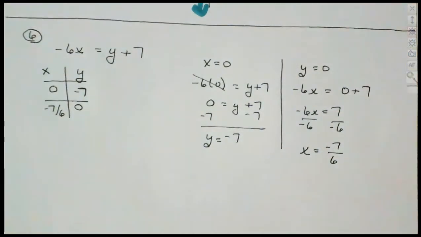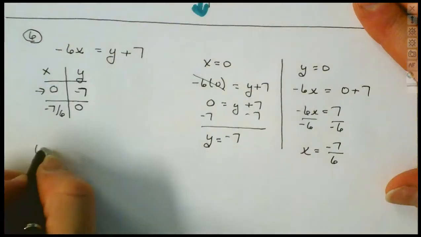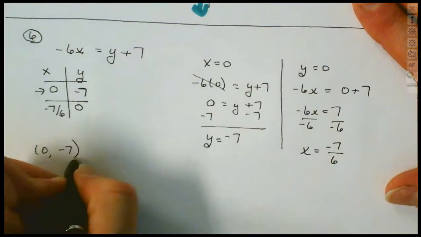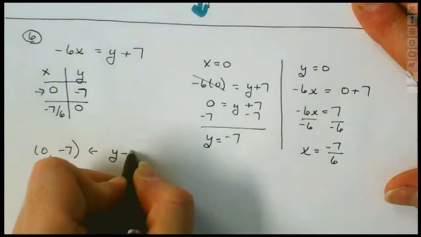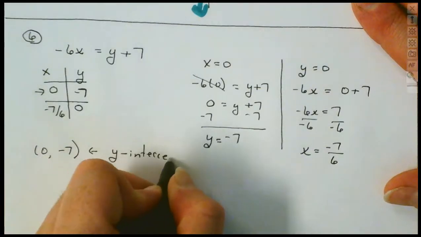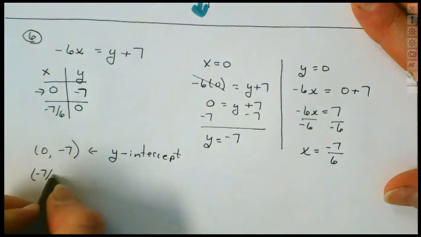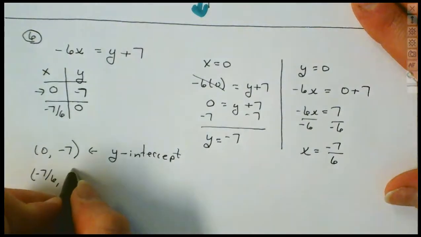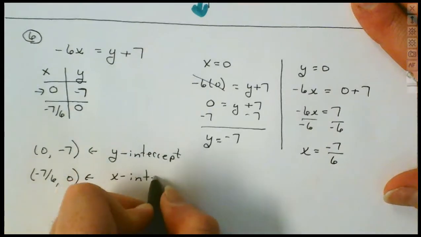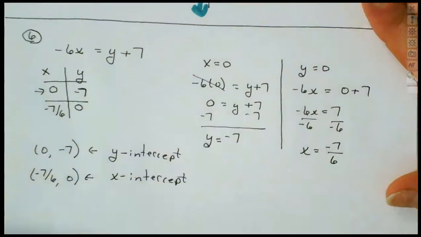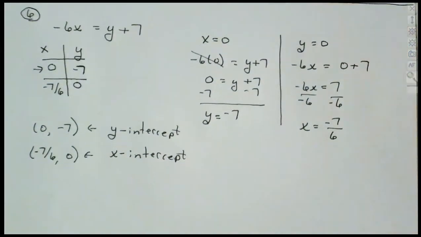Let's go ahead and label them, what they are. Okay, this one right here is 0, negative 7. And so it has a y part. So this is going to be your y-intercept. What about the other one? The other one is negative 7/6, comma 0. And that is going to be your x-intercept. Okay. We have an x-intercept, and we have our y-intercept there.